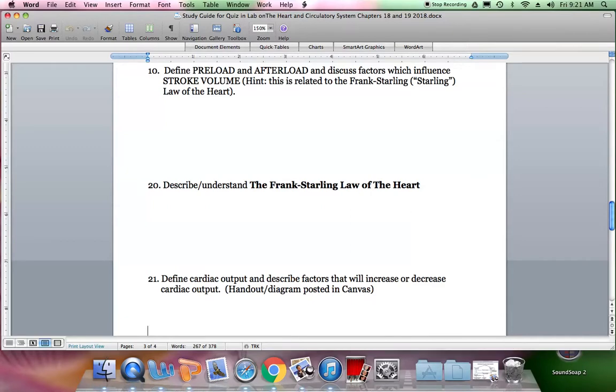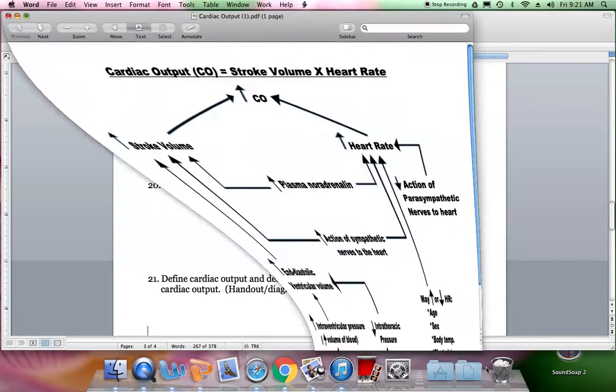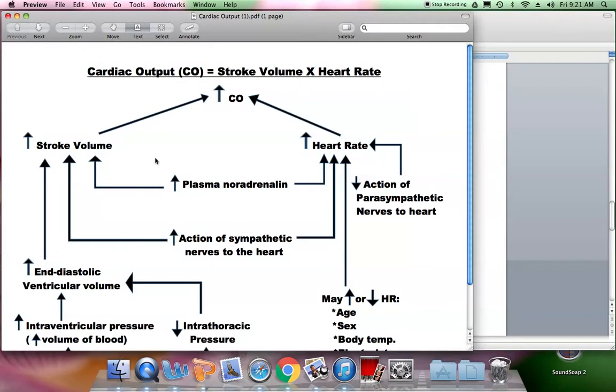Let me just show you this figure right here. There it is. So you can see cardiac output, CO, equals stroke volume times heart rate. And these arrows mean increase. These arrows here are meaning leading to. So what's this one? This would be increasing stroke volume, increasing heart rate.